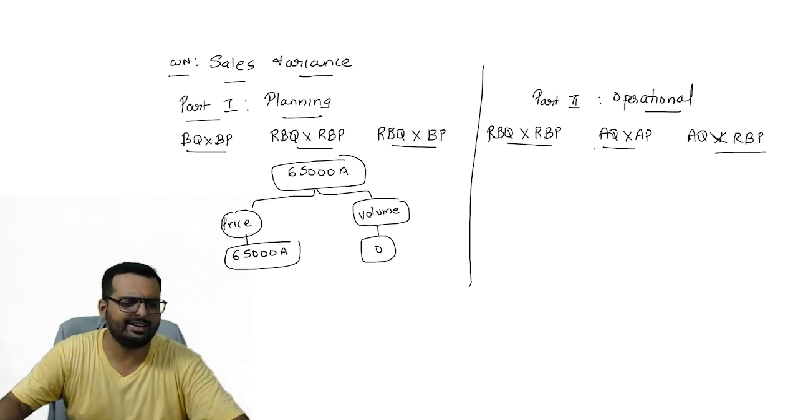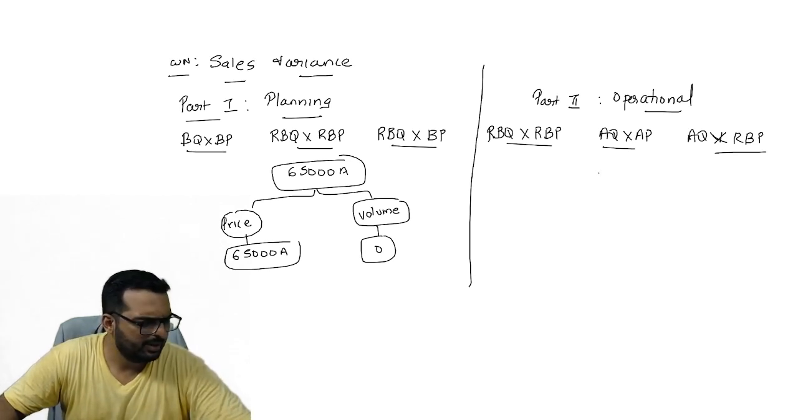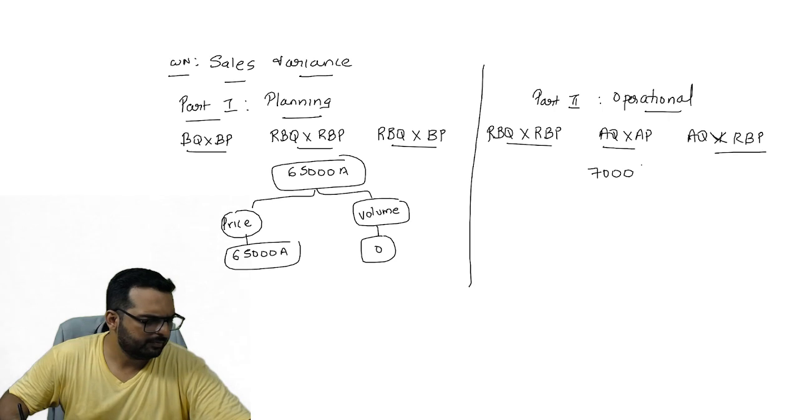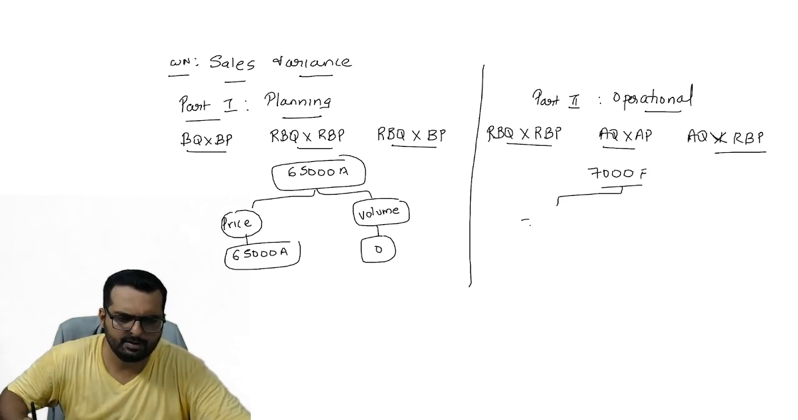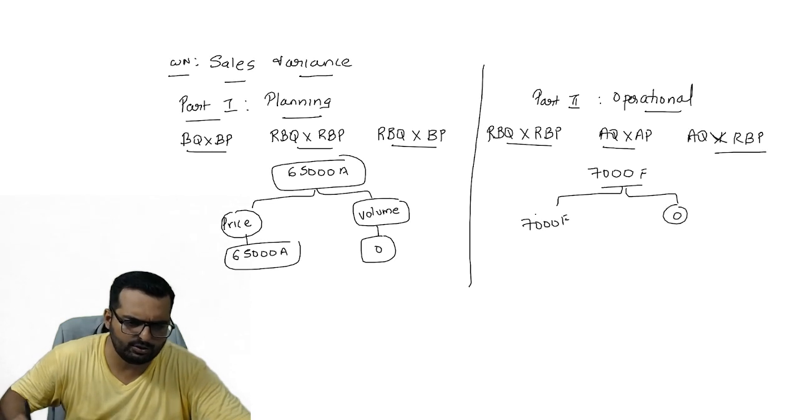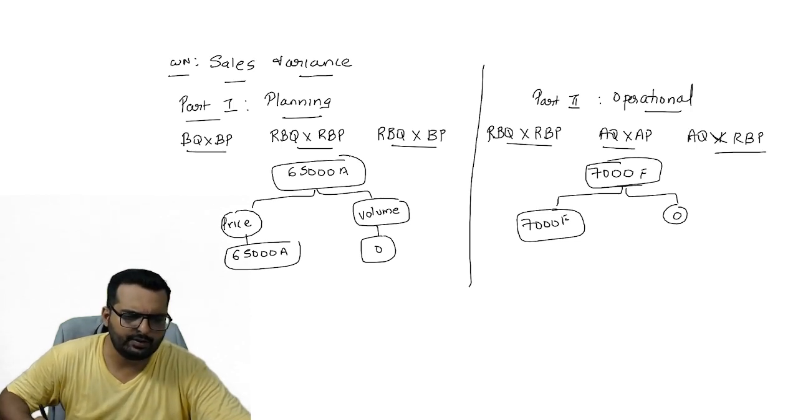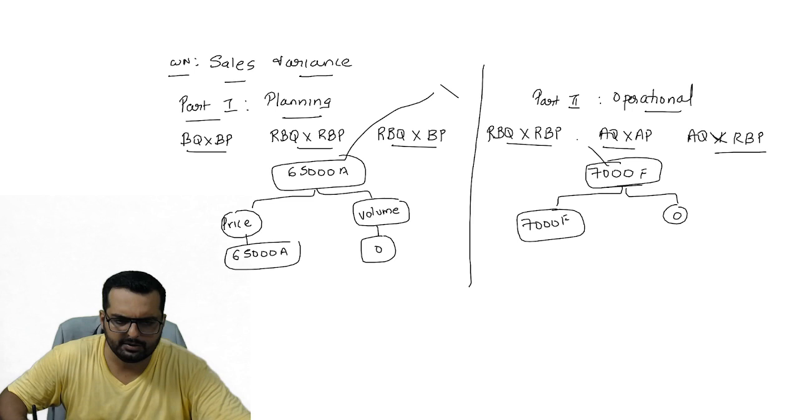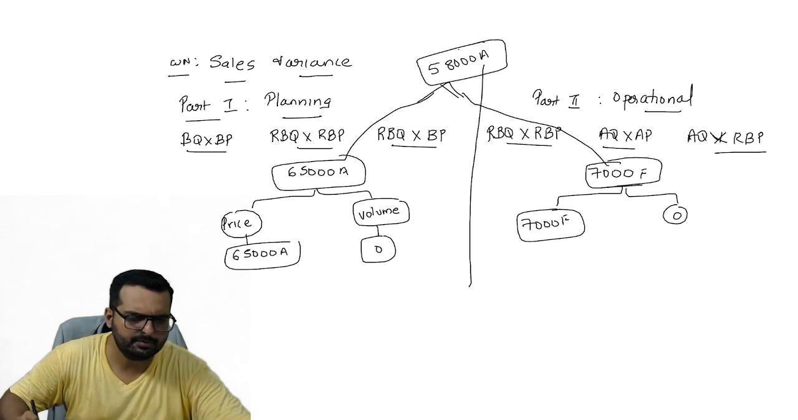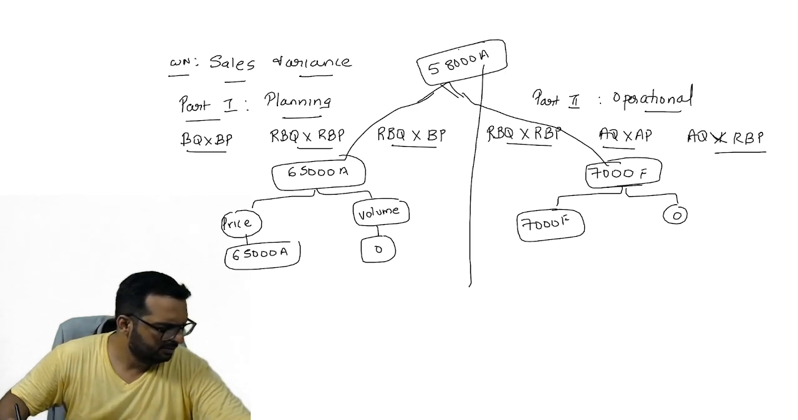Can someone please raise your hands and explain to me? It is 7,000 favorable or adverse? 7,000 favorable, and the entire 7,000 is favorable, and this one is 0, is it? Yeah. All right. So if I take these two things together, I'll be getting the answer as 58,000 adverse. Am I right? 7,000 is adverse or favorable? Is that also adverse?